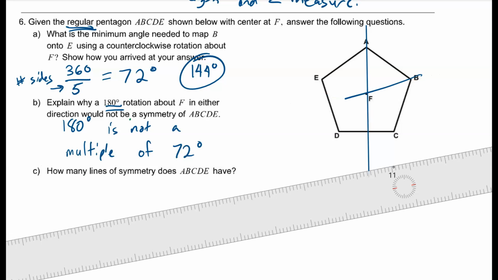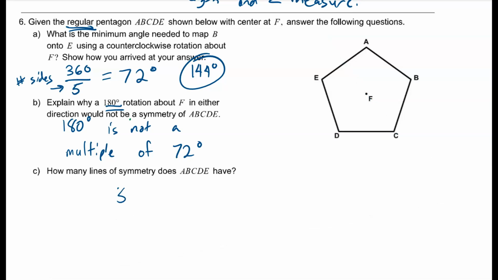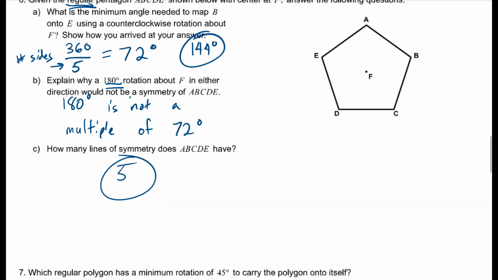All right, so I'm just going to sketch these in. That one, that one, that one, and that one. Of course, you'd use a straight edge. Those would all look a little bit nicer. But the idea is I could take any of those lines and reflect over it, and it should map perfectly onto itself. So in this case, there are 5 lines of symmetry.